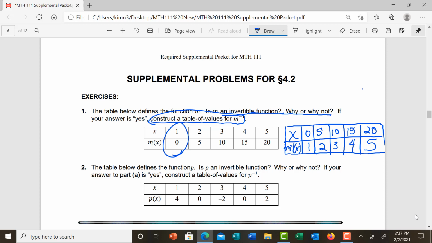Now, if you look at number 2, for the question, is P invertible? We have all of our x's here showing up once, so that's good. There's no duplicates, so it is a function. However, for it to be 1 to 1, we have to have all the y's be different also. And if you notice right here, the 2, 0 and the 4, 0, the 2 and the 4 both map to 0. And we can't have that happen for it to be 1 to 1. So this would not be invertible, and the reason why would be because it is not 1 to 1. And that's your supplement for section 4.2.